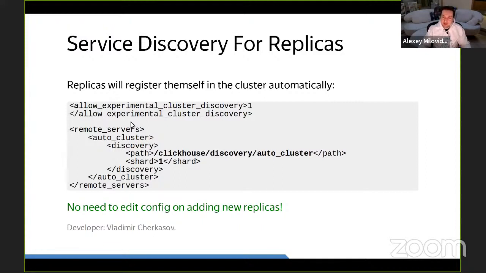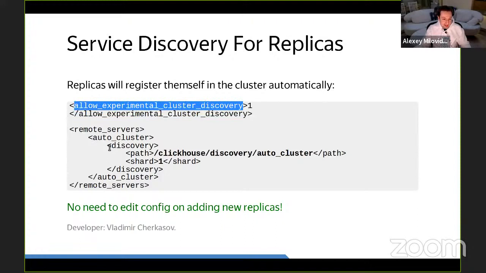What else do we have for replicas? Now we have service discovery, automatic service discovery. If you want to configure the cluster inside ClickHouse, now you have to go to every ClickHouse instance and update configuration about clusters in remote servers. Now it's not necessary to update configuration on every server because replicas can automatically register themselves. Just enable service discovery.